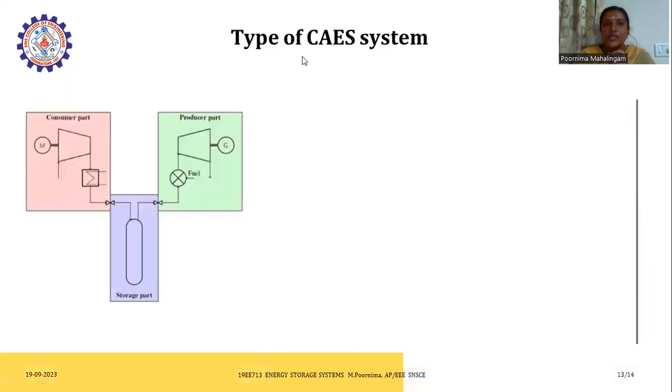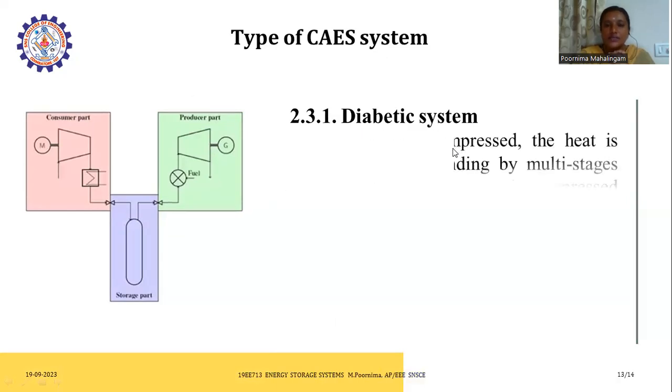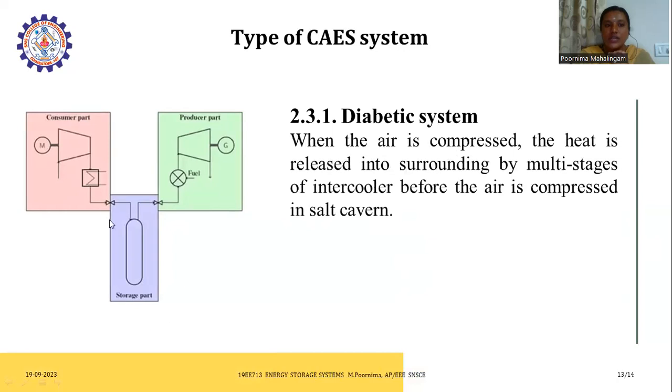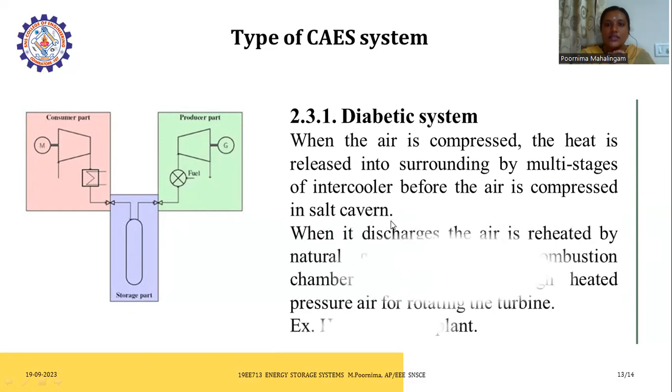Okay, what are the types of CAES? We can see so many types, and we are going to discuss the diabatic system. The diabatic CAES system directly stores the compressed air: it compresses the air, stores the air, and releases the air. When the air is compressed, the heat is released into the surroundings through multiple stages.